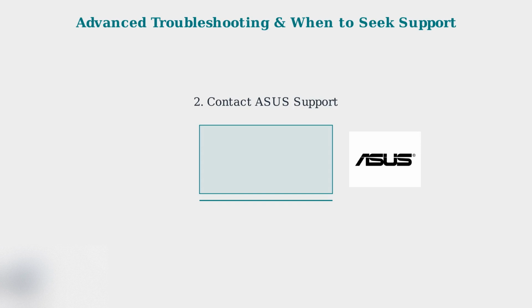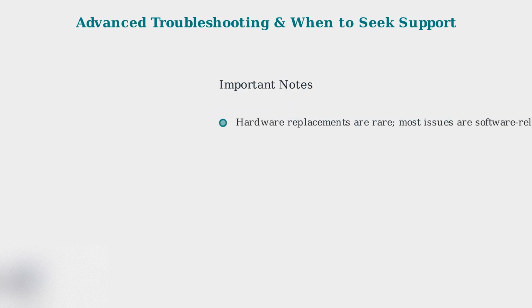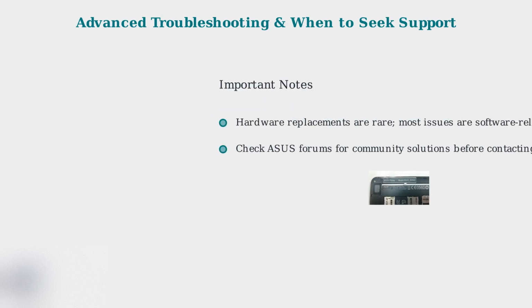Visit their website or use the support app to submit a ticket. Be prepared with your monitor's model number and a detailed description of the problem, including steps you've already tried. Remember that hardware replacements are uncommon for these issues, as most microphone problems stem from software or configuration errors. Also, check ASUS community forums for user-shared solutions before reaching out to official support.